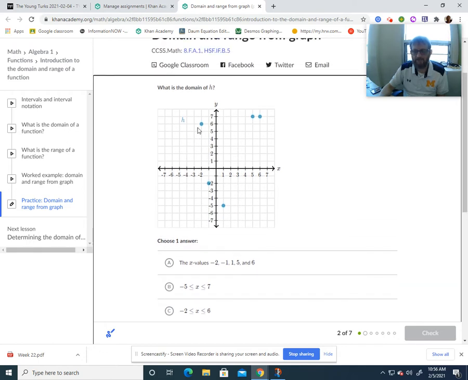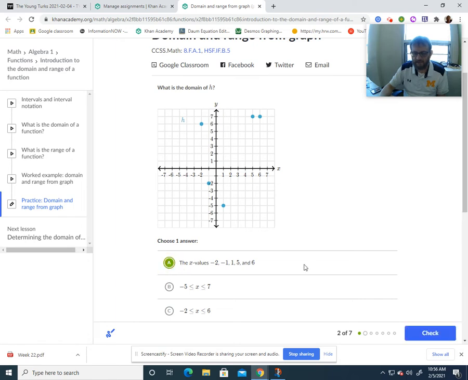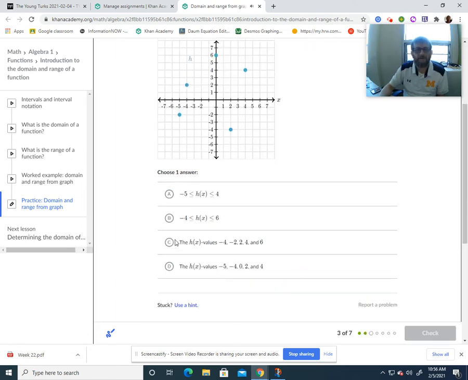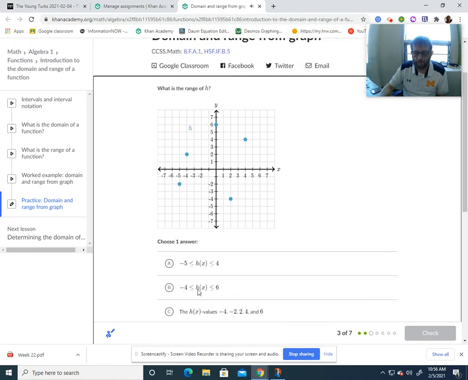So -2, -1, +1, +5, and +6. The X values. Again, we're not going to get one that looks like this, even though they're asking about range, because we don't have any form of continuity here. These are just dots.